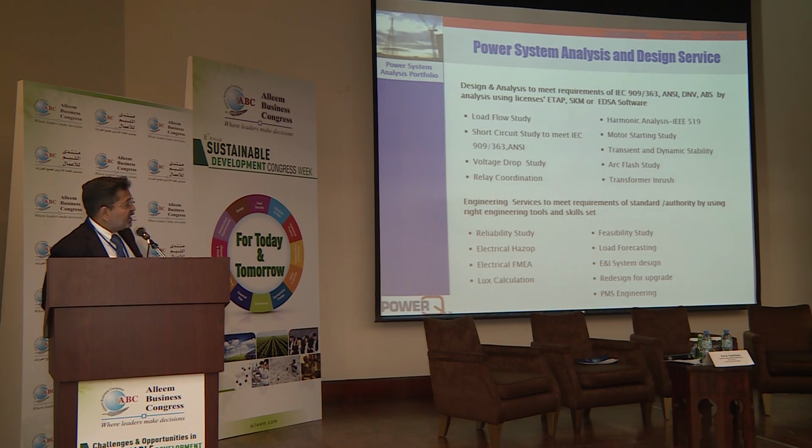When you look at the bottom half of the slide, the engineering services to meet requirements of standard authority, what happens is that as you start to do these studies, the load studies, the short circuit studies, etc., you start to get more holistic, and that's where the reliability studies, the electrical hazard and operation studies, the FMEA studies, and all these things start to happen with customers. So you get more and more holistic in the sense that you're always looking at hoping for the best and planning for the worst. So that's what it's all about with respect to the electrical networks.